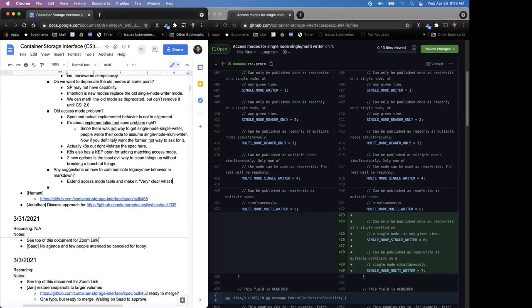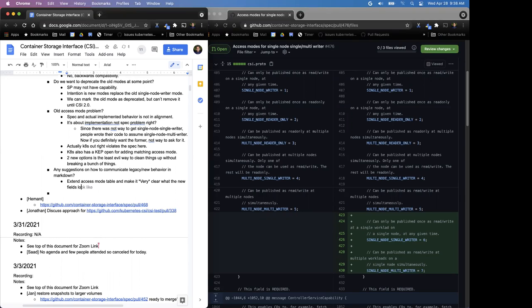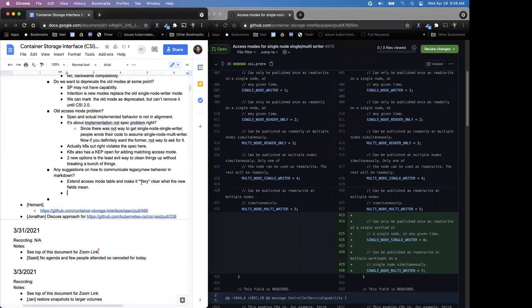Well, I didn't actually look at that part of your change, but okay, as long as someone reading the node publish volume section understands it. Yeah, and I think just adding a comment somewhere indicating that these two new ones are intended to replace single node writer, assuming the plugin advertises that capability.